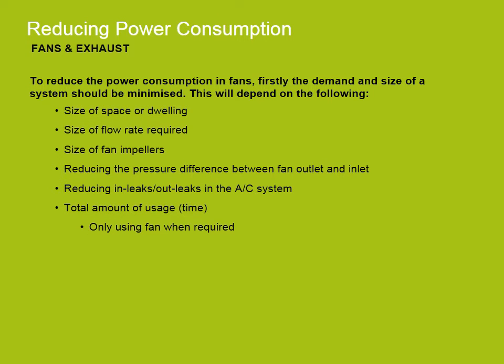As with pumping systems, power consumption can be reduced by reducing the demand and size of the fan system. This will depend on the size of the space or building, the flow rate that is required, and the size of the fan impellers. Reducing the pressure difference between the fan outlet and inlet will also reduce the power consumption significantly, as well as the amount of air leaks in the air conditioning system. If air leaks through, the system is overworking unnecessarily, imposing extra work on the fan motor. Reducing the amount of usage time will also reduce the power consumption. As per any other air conditioning system, fans should only be used when required.